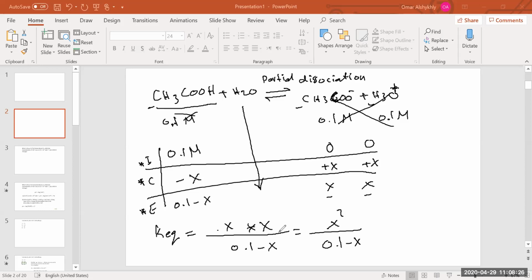So that's what we're going to do when we have a weak acid or weak base. A weak base will be exactly the same, but this K equilibrium, by the way, we call Ka, K sub A. And for weak bases it will be K sub B. So this is the difference, but it will be the same type of calculation.